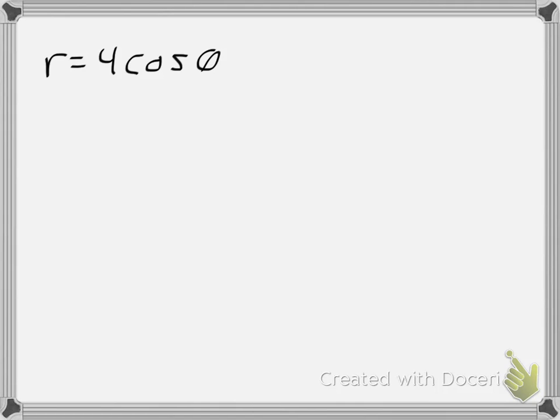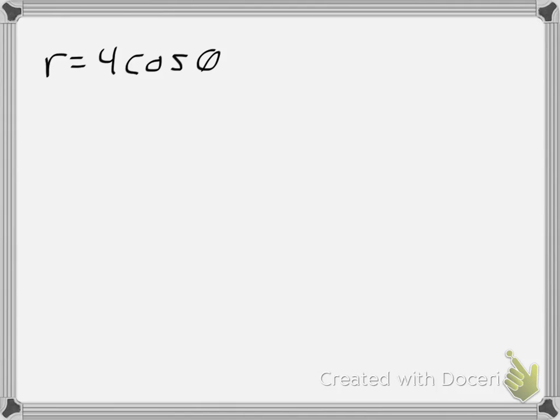Hello everyone. Let's look at graphing the polar equation r equals 4 cosine of theta. Now with graphing a question like this, as with other polar equations, sometimes it helps to put it into rectangular form. It allows us to get a better idea of it.